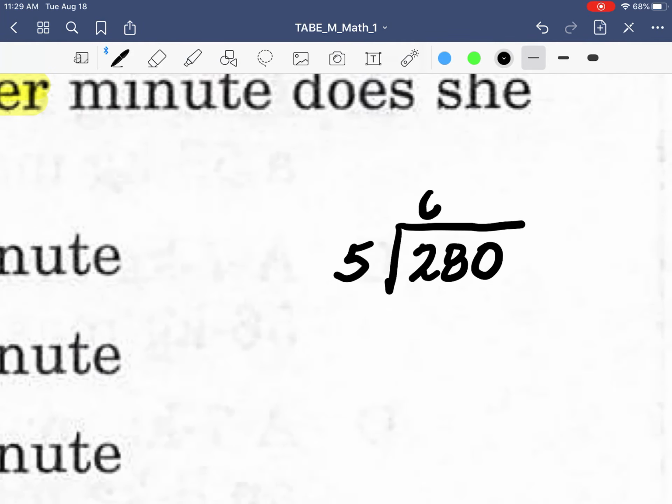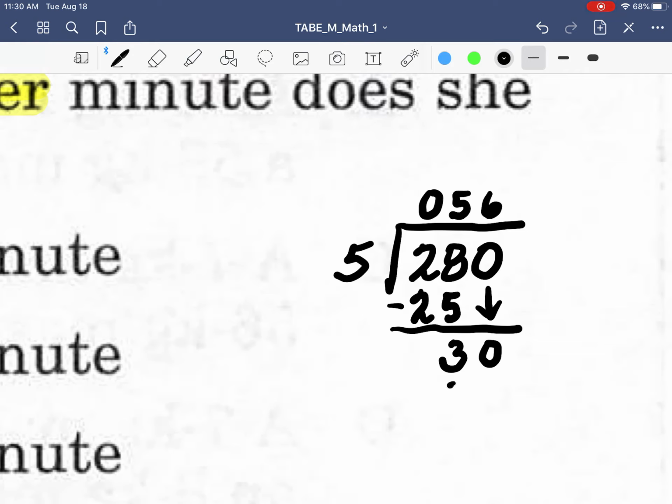Okay, 5 into 2 cannot go, but we need 5 into 28. So if you need your fingers, count on your fingers. Each finger is worth 5. So I have 5, 10, 15, 20, 25. That's 5 times, and that's as close as I can get. Subtract. Bring down. And then 5 into 30. If each finger's worth 5, how many fingers to get you to 30? 5, 10, 15, 20, 25, 30. That's 6 times.